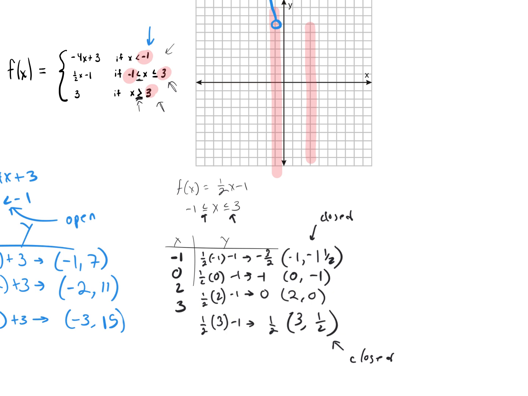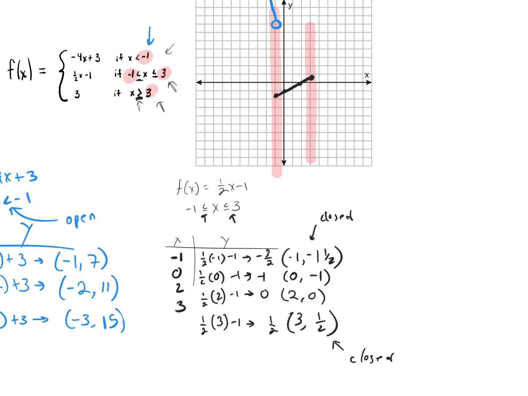You're going to get the points -1 and -1.5, which is going to be right there, closed circle. Then it's going to be 0, -1. It's going to be 2, 0. And then it's going to be 3, 1/2. So you're going to get this line right here. Again, closed circle.